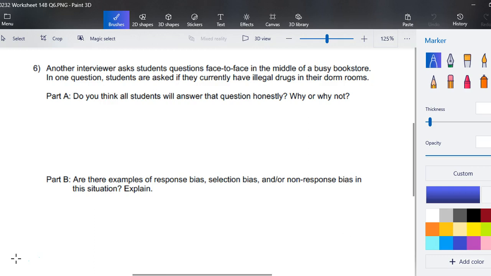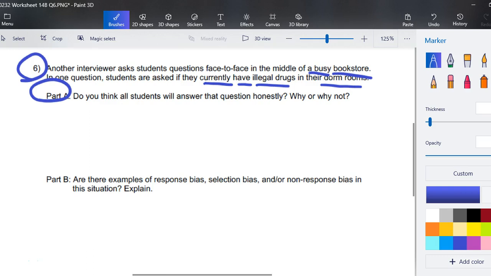Another interviewer asked questions face-to-face. Oh my. In the middle of a busy bookstore. In one question, students are asked if they currently have illegal drugs in their dorm rooms. Part A, do you think all the students are going to answer that question honestly? Why or why not? I would say no.